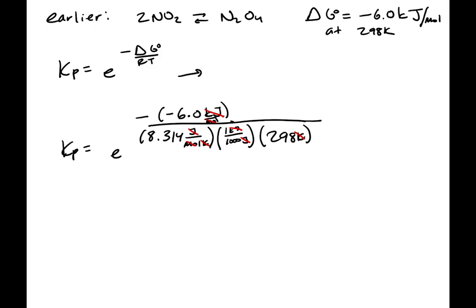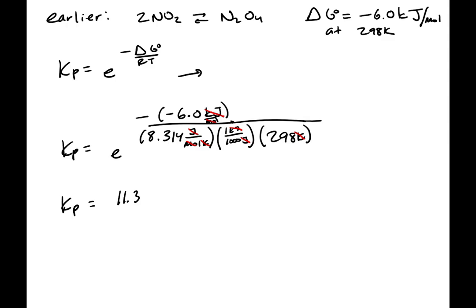And the reason why is that you're dealing with exponentials. You can't have units in an exponential. You can't have units in the argument of a natural log. This is why equilibrium constants have to be unitless. When you plug this into your calculator, what you end up getting is that the value of Kp for this reaction comes out to 11.3.